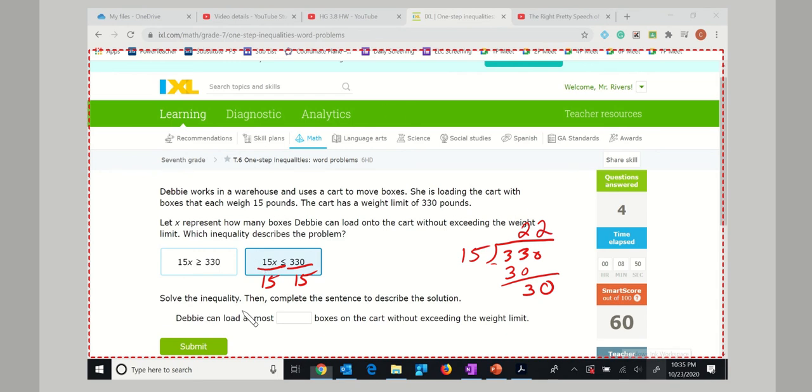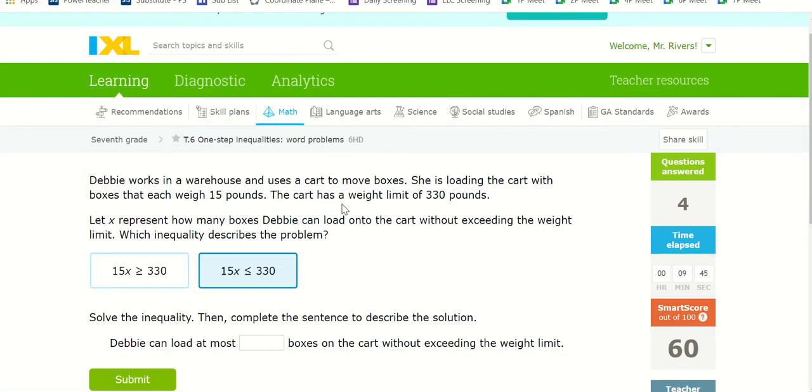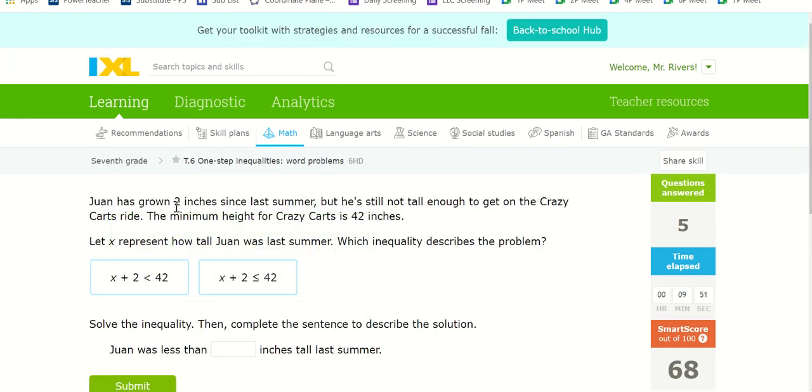So solve the inequality. We did this. X is less than or equal to 22. That's us solving the inequality. Then complete the sentence to describe the solution. Debbie can load at most 22 boxes on the cart. So 22. Way to go, Debbie. 22 boxes. Boom. We're up to 68. Let's keep going.